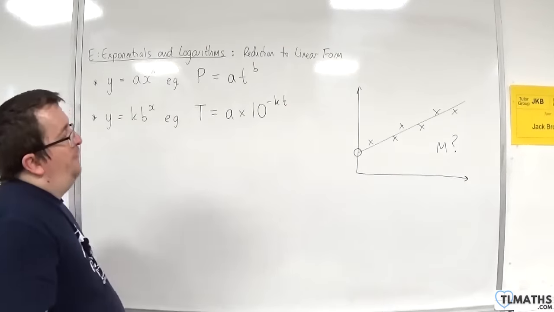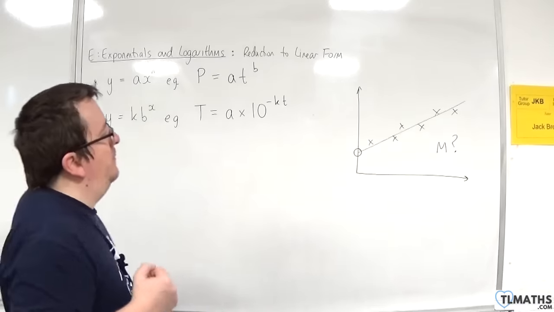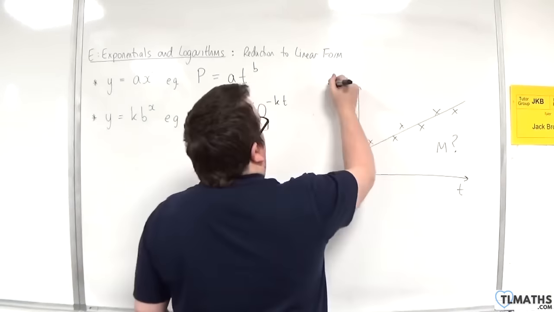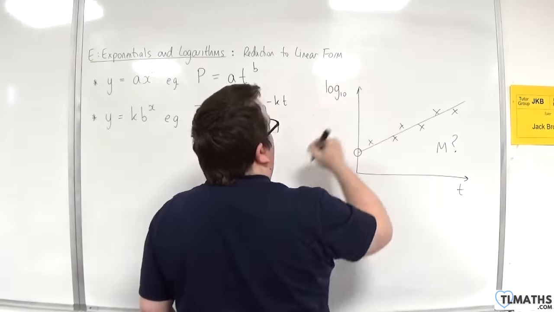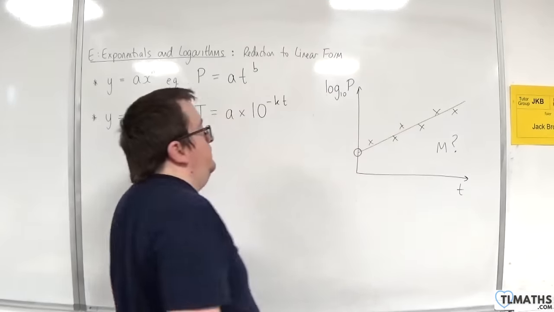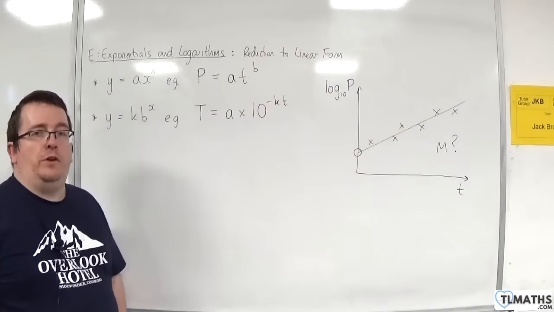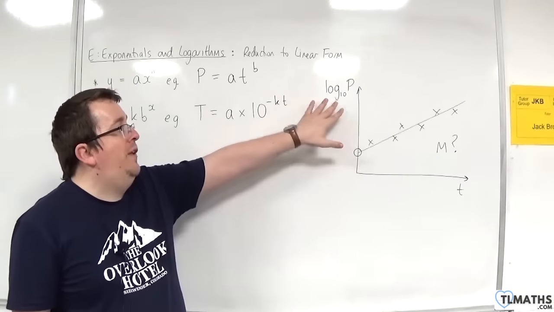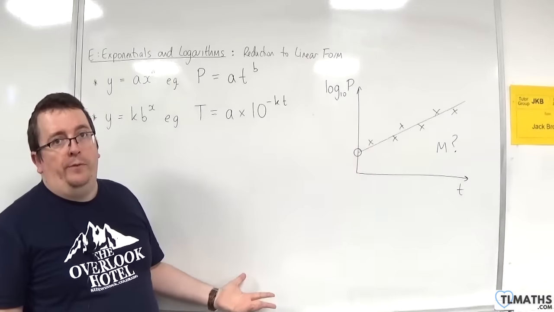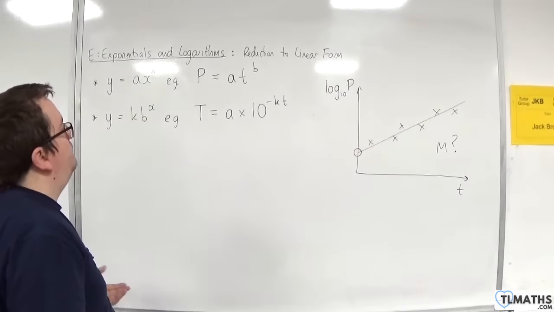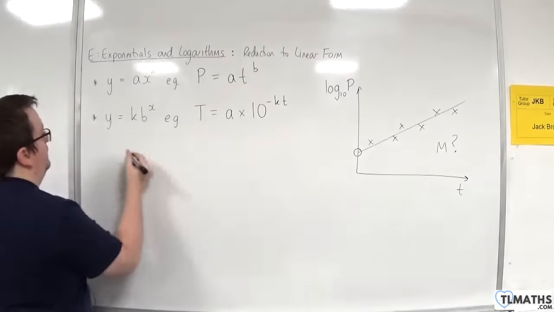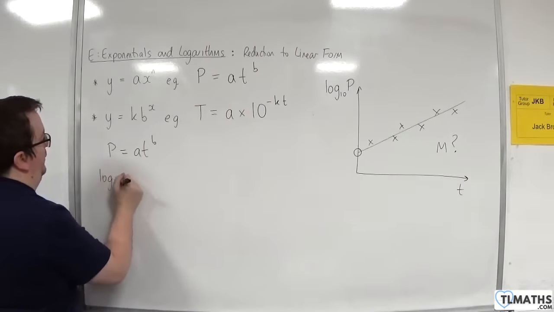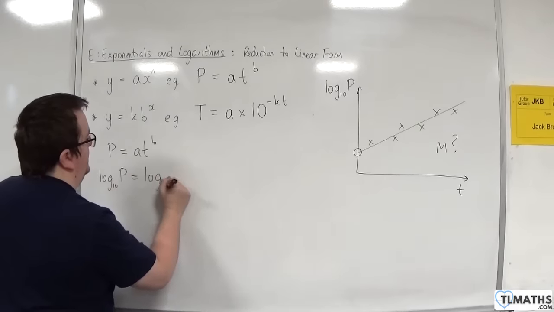Okay, so if it had something like, let's say, t and log base 10 of p, for example, then you know that you've got to take log base 10. Okay? You can clearly see it there. If it was ln of p, then I'd be taking natural logarithms. Okay? So, starting with something like that, p equals at to the b, take logarithms of both sides. So log base 10 I'm going for.